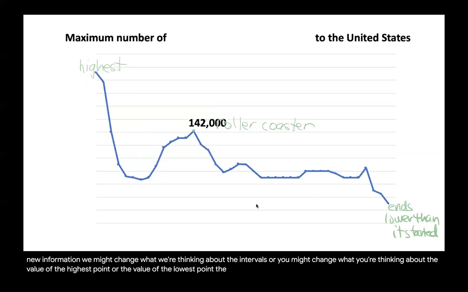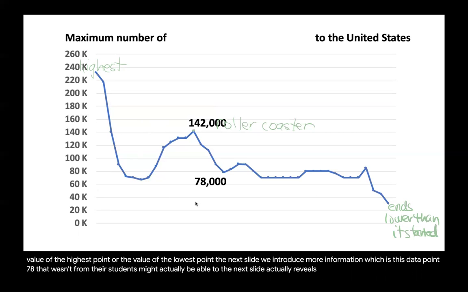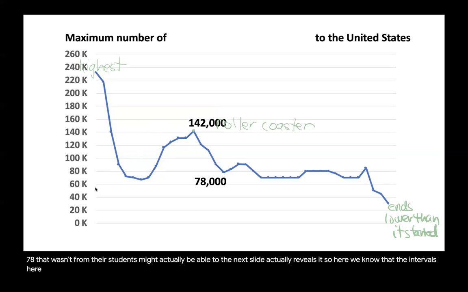The next slide would introduce more information, which is this data point, 78,000. From there, students might actually be able to predict what the intervals are. The next slide actually reveals it. So here we know that the intervals here are 20,000 every single time. Could also discuss what that K means for younger students. So now we have a lot of information about the quantitative side of this graph.